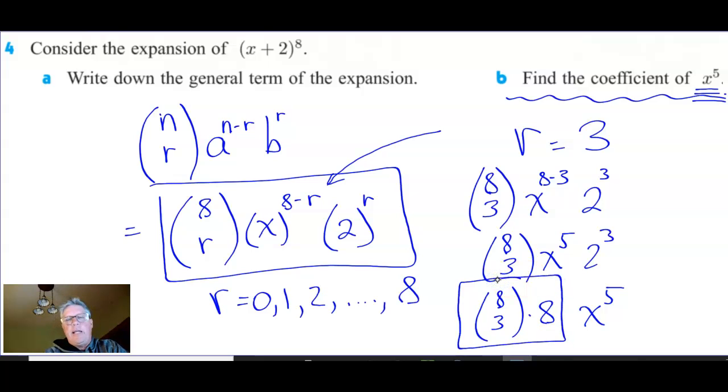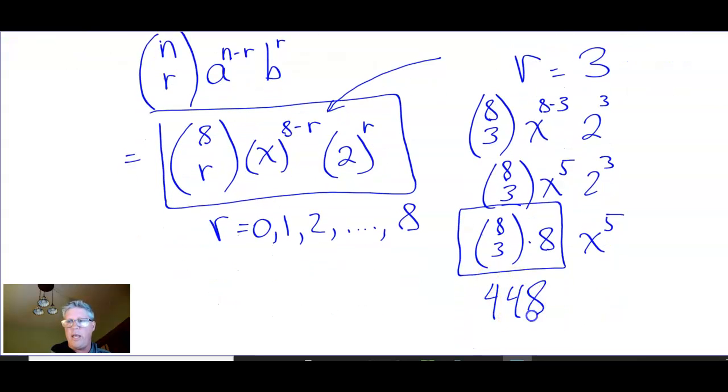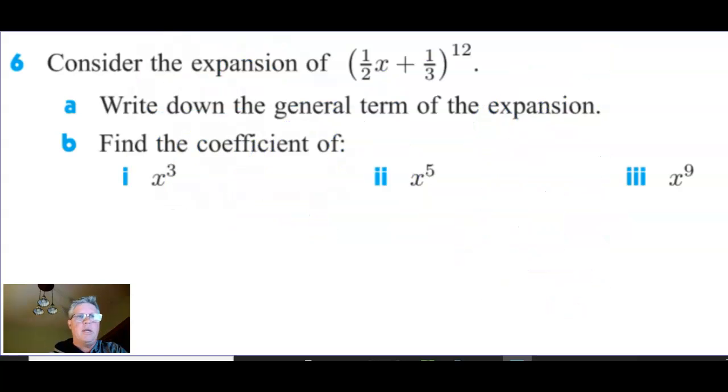If I had a calculator or this amazing brain, I could do it. Is it 56? I think it's 56. 8 times 7 times 6 over 3 times 2 times 1. Yep, 56. 56 times 8 is 448. I'm going to guess 448 x to the 5th. But rely on your calculator.